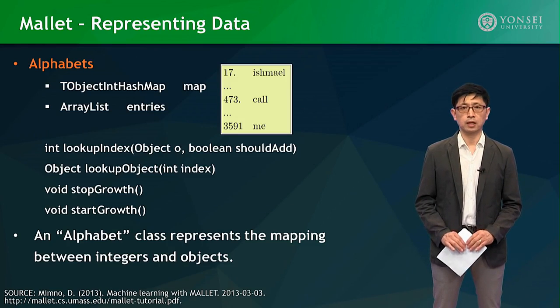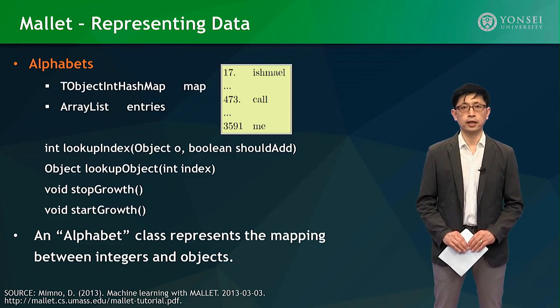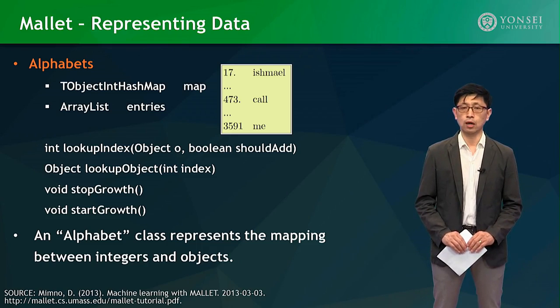An alphabet class represents the mapping between integers and objects. Integers are assigned consecutively, starting at 0, as objects are added to the alphabet. One cannot delete objects from the alphabet object, and thus the integers are never reused.